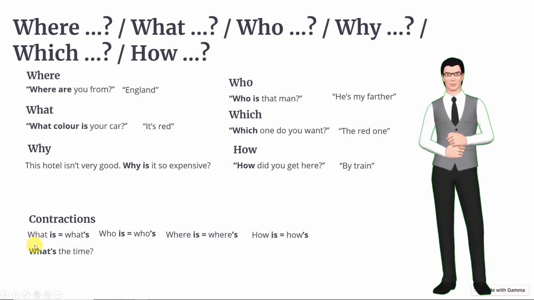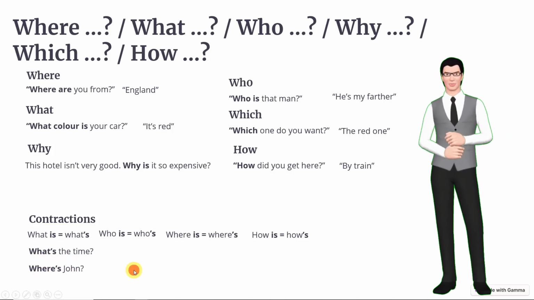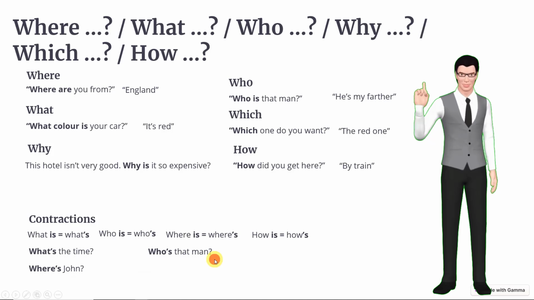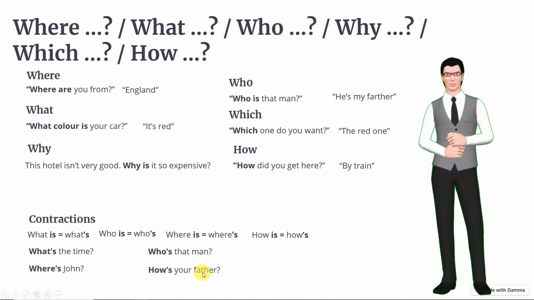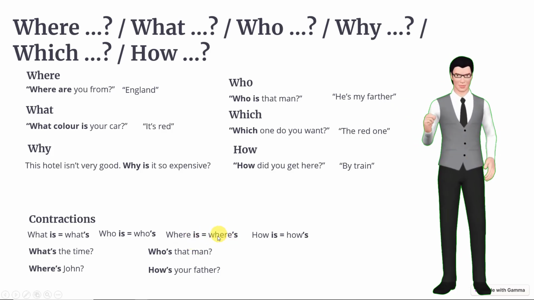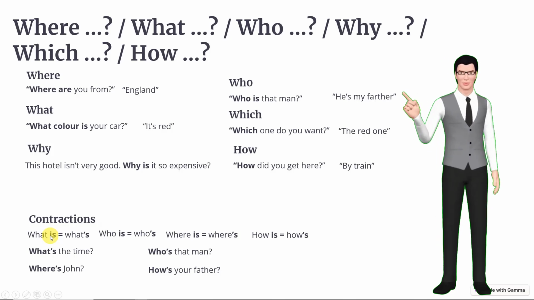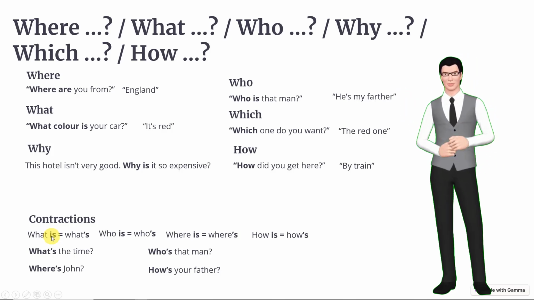What's the time? Where's John? Who is that man? How's your father? Follow, those are all words where we've used the contracted form of where is, who is, what is, right? Righto guys, with that we have come to the end of this slide. Let's look at the next one.